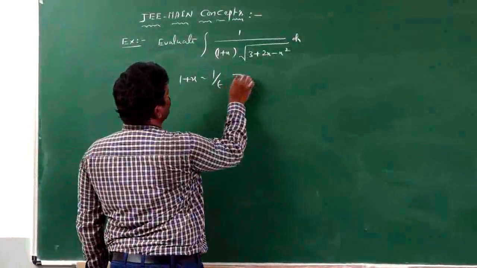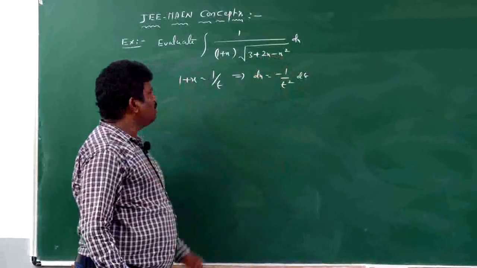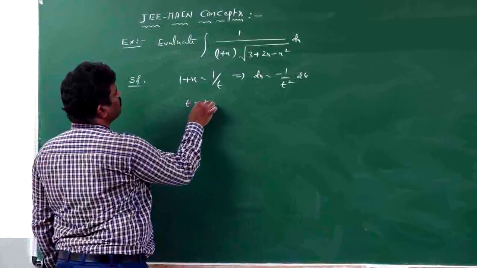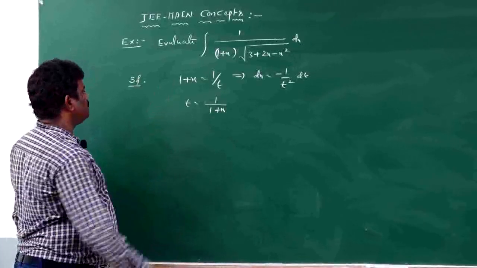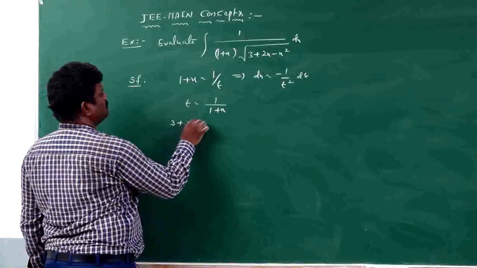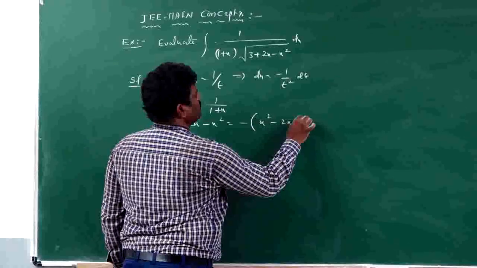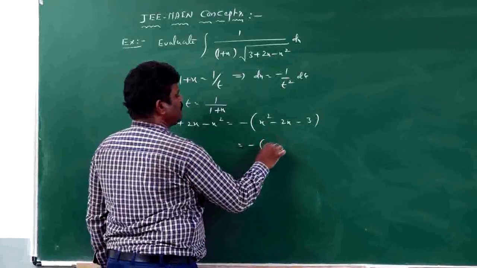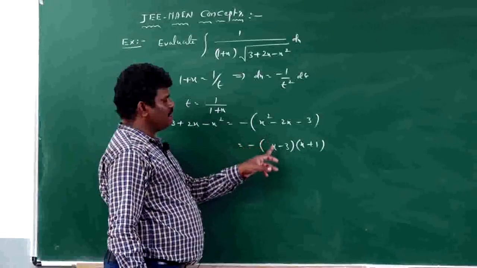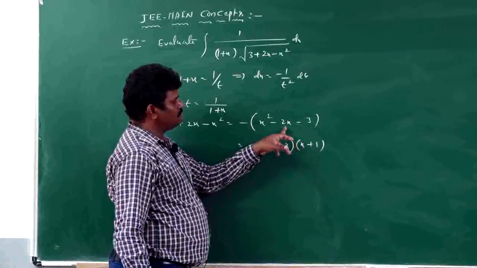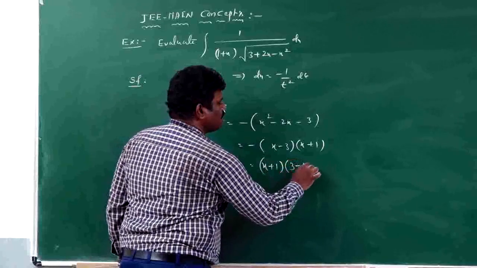Now we apply the derivative on this function: dx is equal to minus 1 by t square dt. Otherwise, from that equation, t is equal to 1 by 1 plus x. Now we have taken this quadratic expression, 3 plus 2x minus x square, which is equal to minus half of (x square minus 2x minus 3). So these factors: minus half x minus 3 into x plus 1, correct? x into x, x square, plus x minus 3x minus 3. So then what we have done here is x plus 1 into 3 minus x.